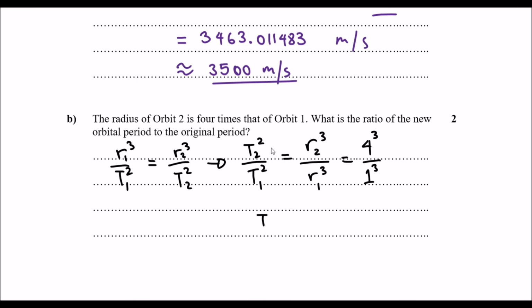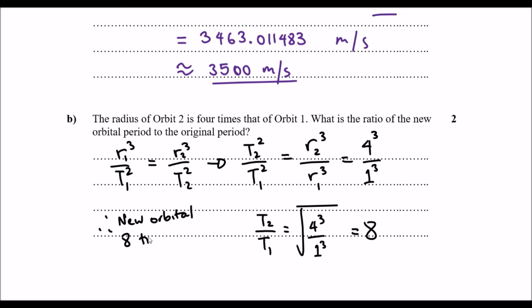If I then take the square root of both sides, I get a value of 8. So what that implies is the new orbit is 8 times longer. The new orbital period is 8 times longer than the original period. And that's how you solve the problem.